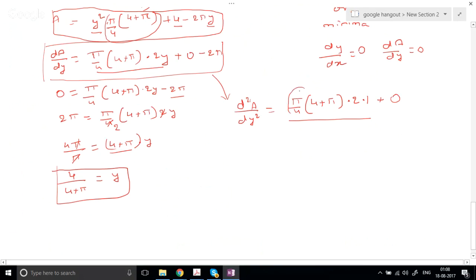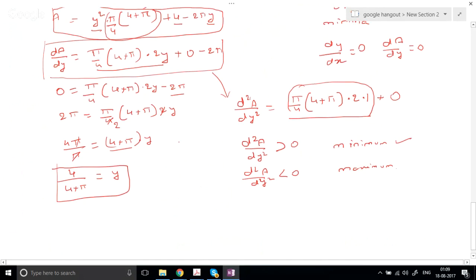So all of this is a constant, and it is a positive value. So please do remember, whenever the second derivative is positive, the point is a minimum. If the second derivative is negative, the point is a maximum. Now the point which you have got is a minimum. So when y is this, the total area is minimum.